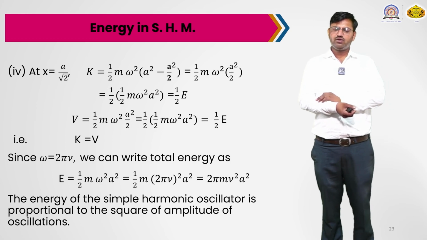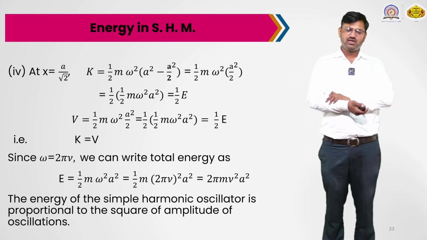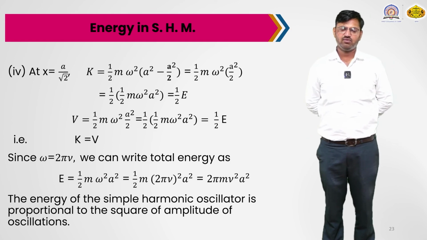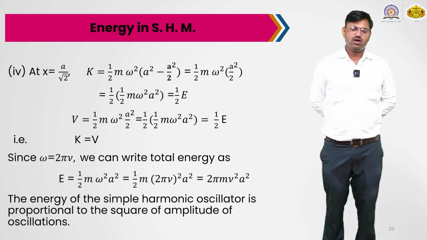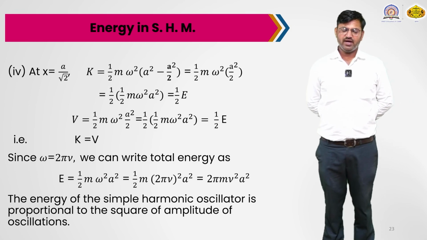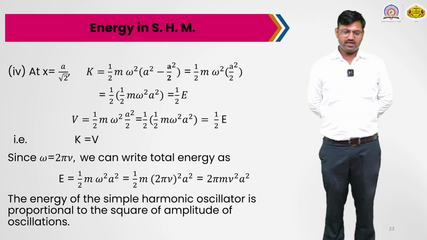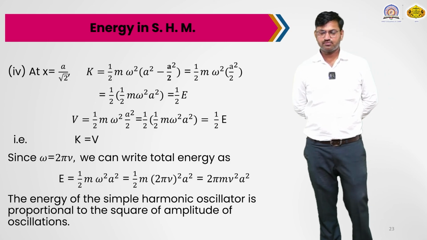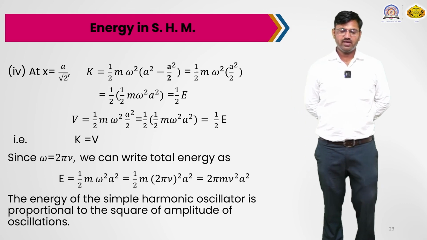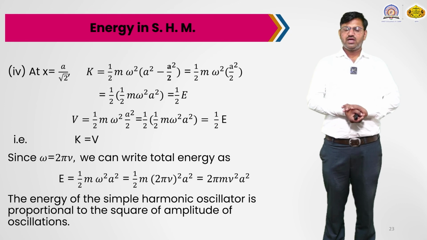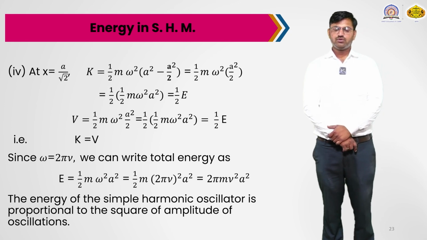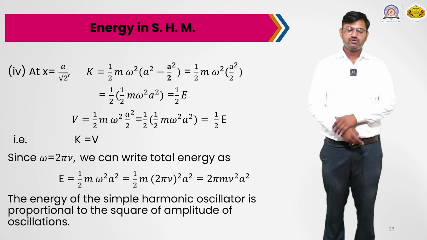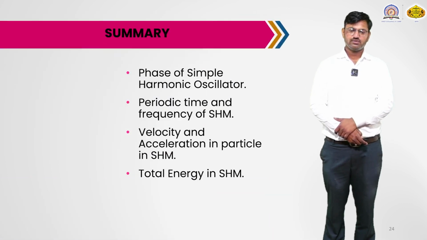Since omega is equal to 2 pi nu, we can write the total energy as E is equal to half m omega square a square, is equal to half m bracket 2 pi nu bracket square a square, is equal to, solving this bracket, half into 4 is 2, 2 pi square m nu square a square. The energy of the simple harmonic oscillator is proportional to the square of the amplitude of oscillations.